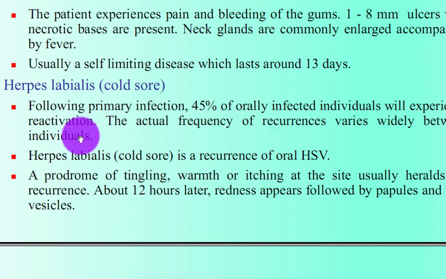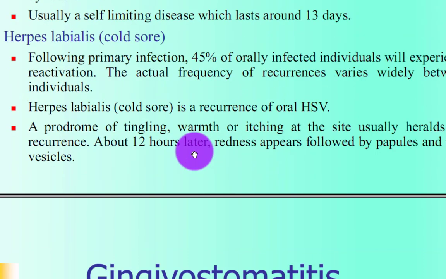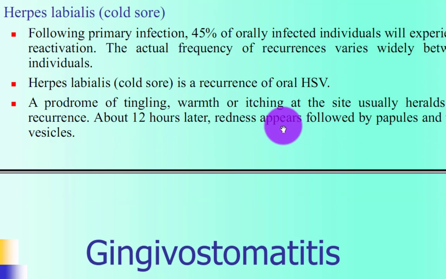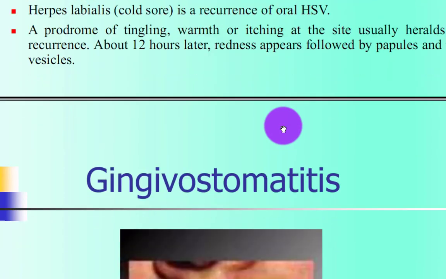Herpes labialis, cold sore. Following primary infection, 45 percent of orally infected individuals will experience reactivation. The actual frequency of recurrence varies widely between individuals. Herpes labialis, cold sore, is a recurrence of oral HSV. A prodrome of tingling, warmth, and itching at the site usually heralds the recurrence. About 12 hours later, redness appears, followed by papules and then vesicles.